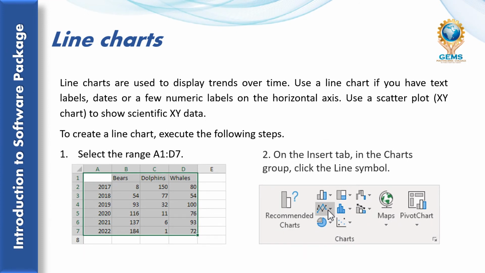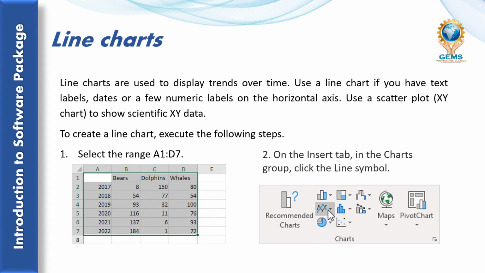Next one is a line chart. Line charts are used to display trends over time. Use a line chart if you have text labels, dates, or a few numeric labels on the horizontal axis. You use the scatter plot chart to show scientific XY data.